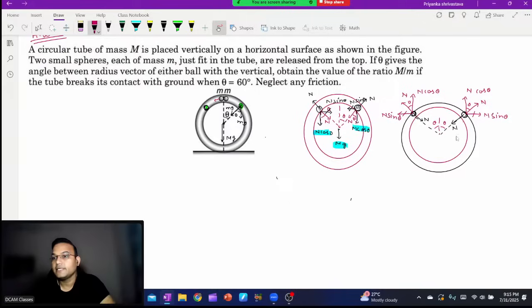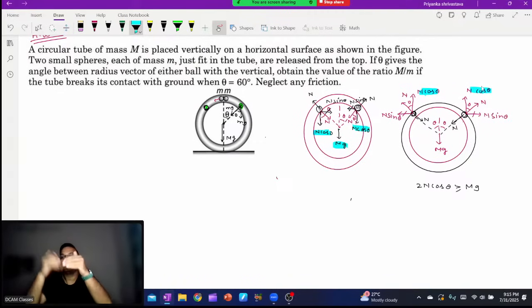They both will cancel each other. This is capital Mg downwards. So on the tube, if we take the total forces, 2n cos theta will be greater than or equal to capital Mg, and at that point it will lift off the ground. So this is how things are. Because of this 2n cos theta, this n cos theta and this n cos theta both acting towards top, they are countering capital Mg. That's why it can lift off.